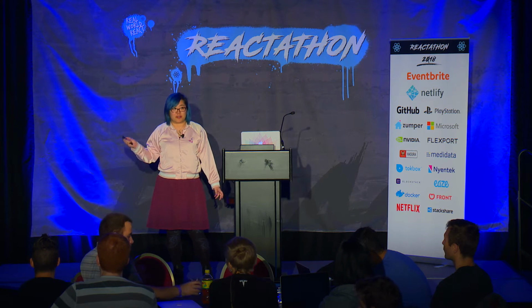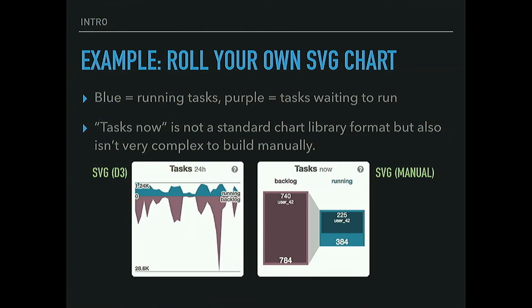Here's an example from our dashboard at Pepperdata. In both of these tiles, blue represents running tasks, and purple represents tasks that are waiting to run on the cluster. So on the left side, these are tasks running over 24 hours, showing those two quantities over 24 hours, pretty standard area chart done in D3, which helps make those shapes. On the right side, it's showing tasks running right now. So instantaneously right now, there's 384 tasks running on the cluster, and 225 of them are being run by user 42, who's a big resource hog.